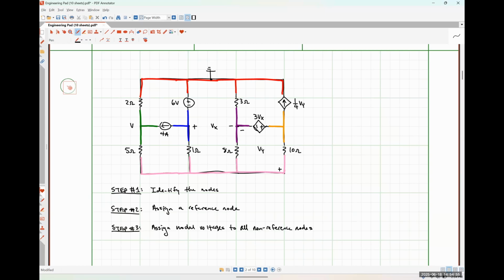So let's call this guy on the far left VA, this guy on the middle left VB, middle right VC, far right VD, and then bottom will be VE. Okay.